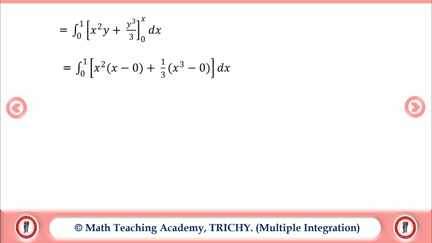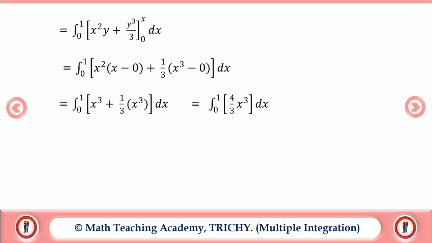Then what you will get is x minus 0, plus in the term y cubed by 3, 1 by 3 is constant, so take it outside. Then you get y cubed, in place of y replace x and then replace 0, so you get x cubed minus 0, keeping dx as it is. So that is equal to integral 0 to 1 of x squared into x gives x cubed, plus 1 by 3 into x cubed, dx. Adding x cubed plus 1 by 3 x cubed, you get 4 by 3 x cubed.